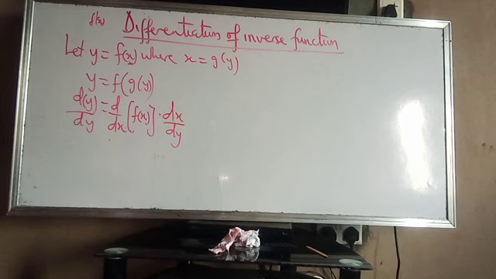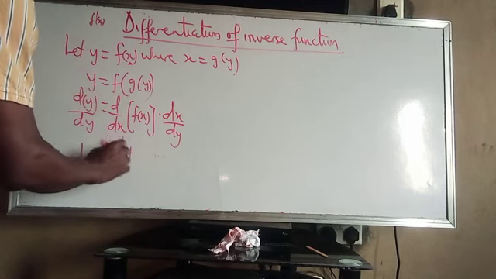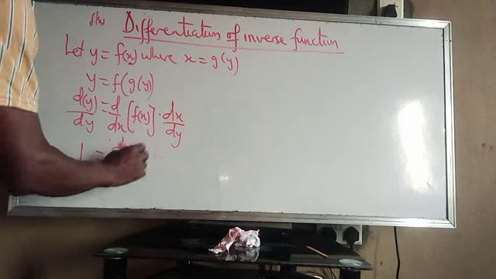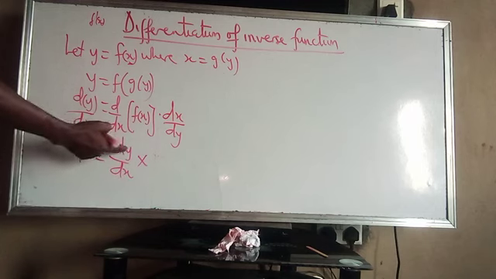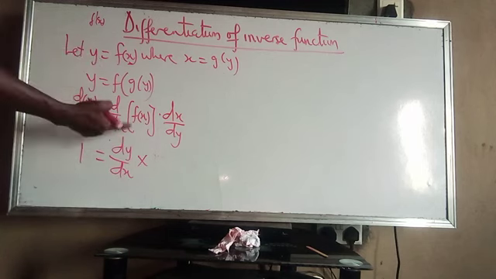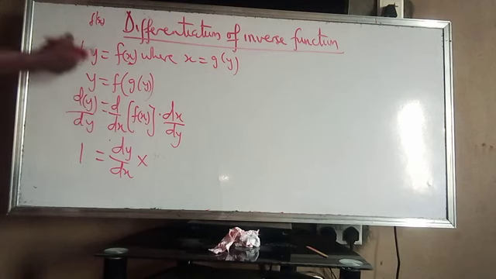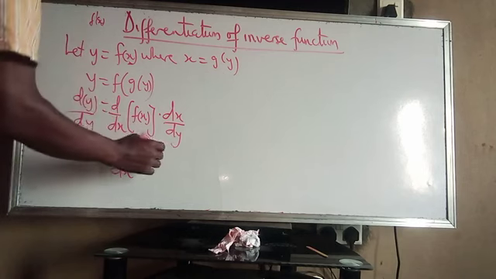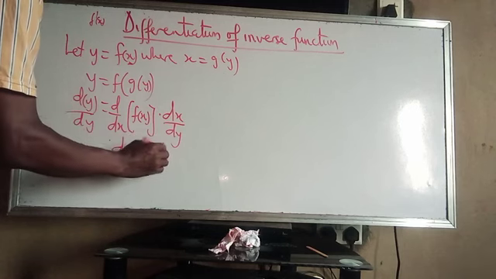Now, which implies this one will be what? This one is 1, because dy/dy is 1. So 1 is equal to d/dx of f of x, that is dy/dx, multiplied by dx/dy. Why did I write y here? y is f of x. You can replace f of x by y. I hope you understand.